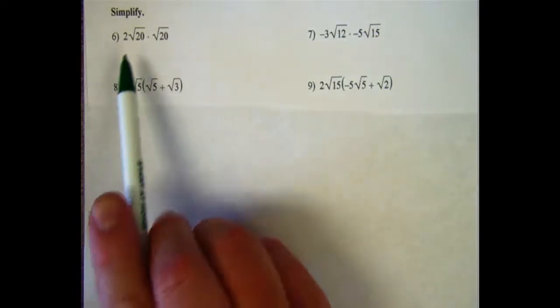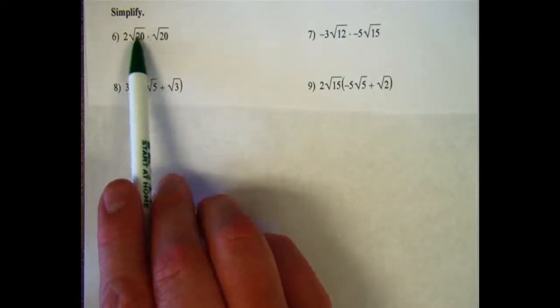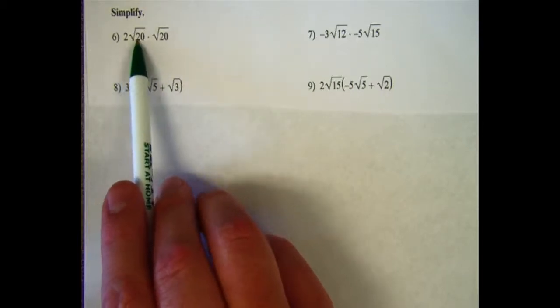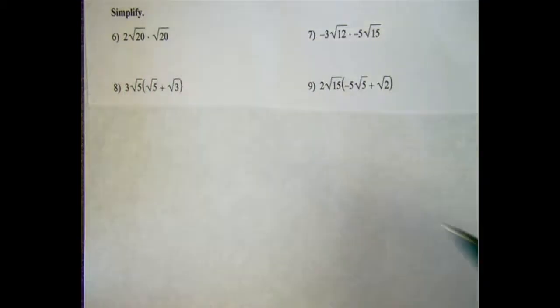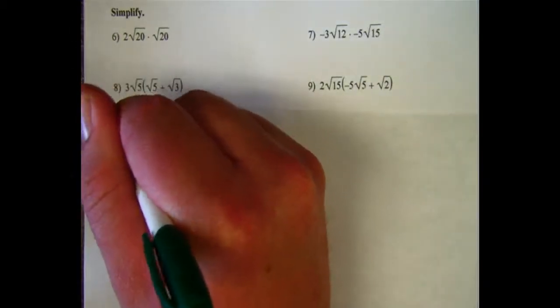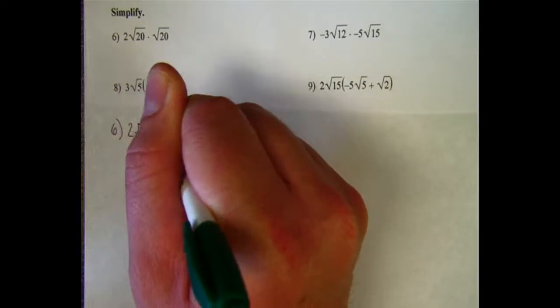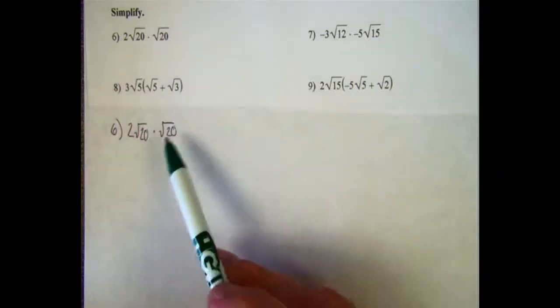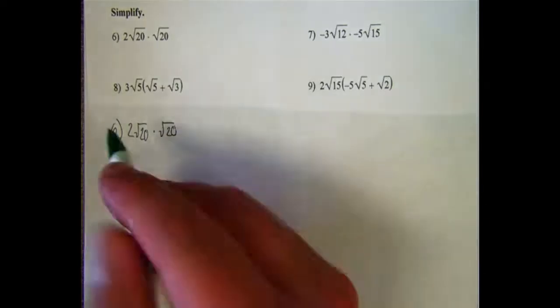Simplify radical expressions involving multiplication. So let's look at number 6. Here we have a number multiplied by some radical expression, so 2 times the square root of 20 times the square root of 20. So when you have a problem like this, my first suggestion to you is that you want to break down and get the prime factorization of every radicand in the problem.